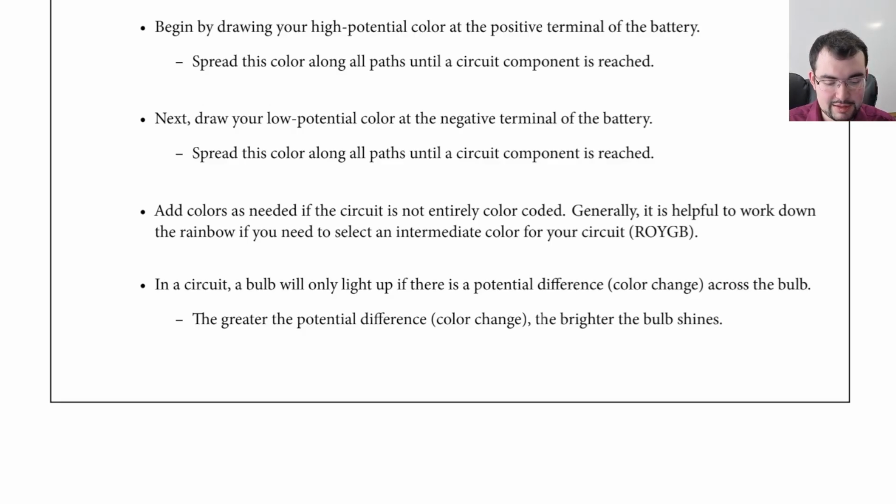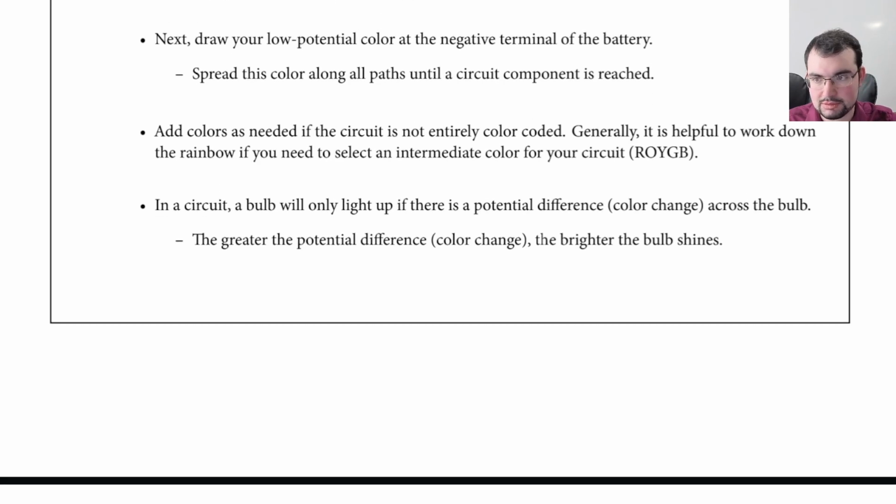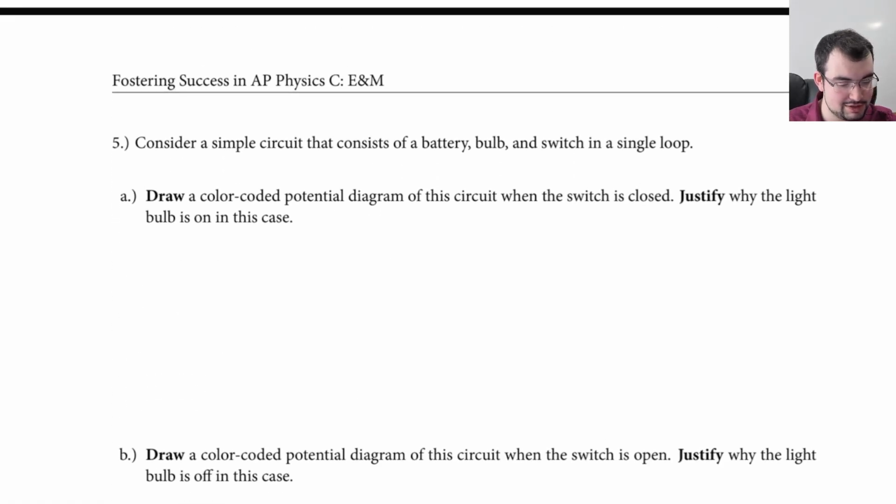And we're going to say it is a fact that a bulb only lights up if there's a potential change, meaning a color change, across the bulb. And the greater the potential difference, color change, the brighter the bulb shines. So the brightest your bulb could be in a circuit is if you get a red to blue change, because that would be from one end of the spectrum to the other. But if you get some intermediate colors in there, it wouldn't be as bright. So we're going to say a bulb is lit if and only if there is a potential color change across its ends.